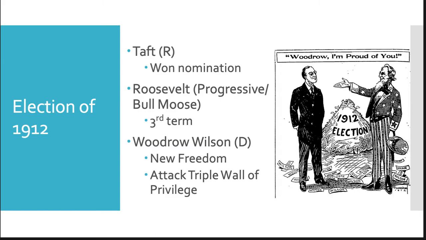He's going to say that he demands the government take control of corporations to benefit small business. He wants to go on the triple wall of attack of privilege. He wants to go after the trusts, the banks, and the tariffs.